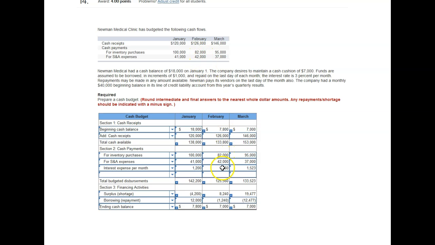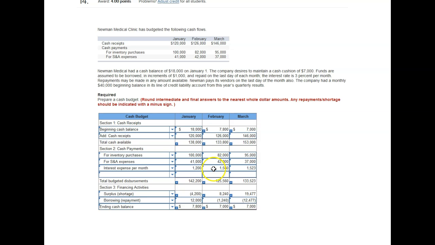Let's calculate the interest for this month. So we were at $40,000 at the beginning, the liability, beginning of January. We borrowed $12,000 at the end of January. We're now up to $52,000 at the beginning of February in debt. Let's take $52,000 times 3%. That's $1,560.